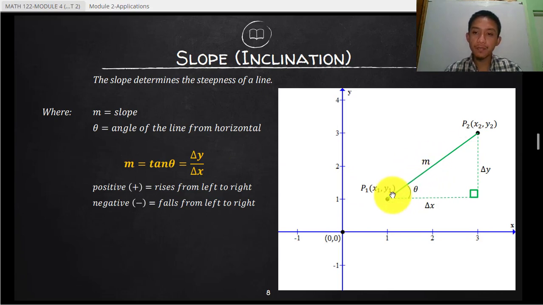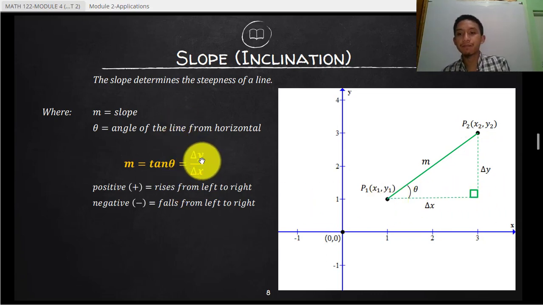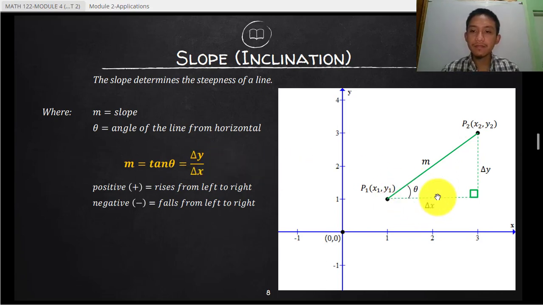So again, from point 1, going up is positive, going to the right is positive, so positive. From point 2, going down is negative, but going left is negative, therefore dividing two negatives will still be a positive. If you try to do it differently from that, let's say I consider two points here.